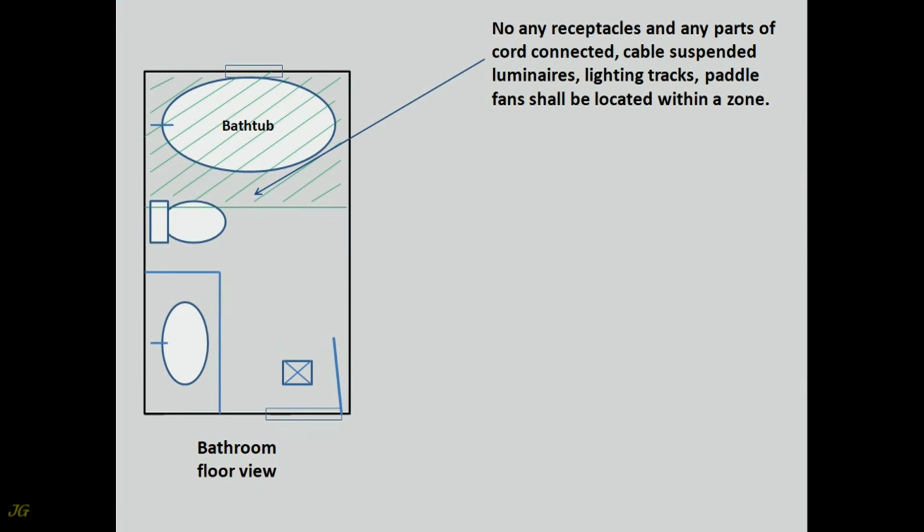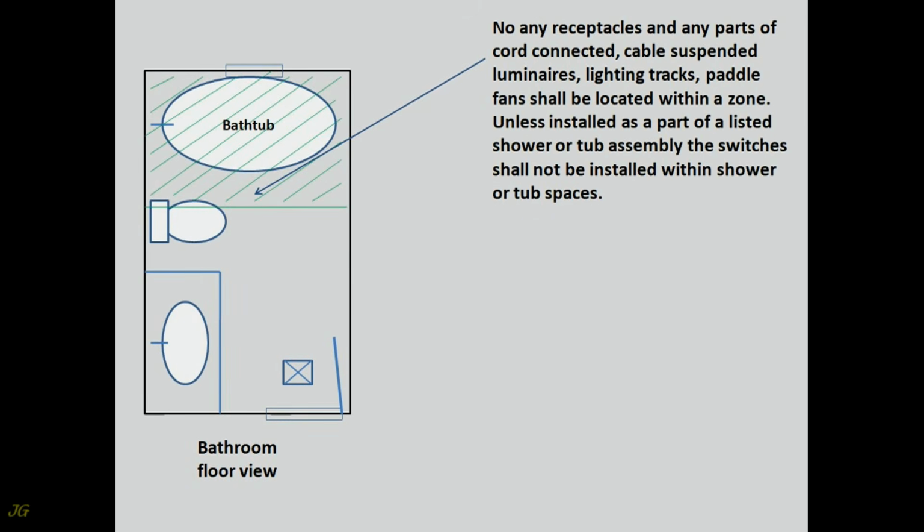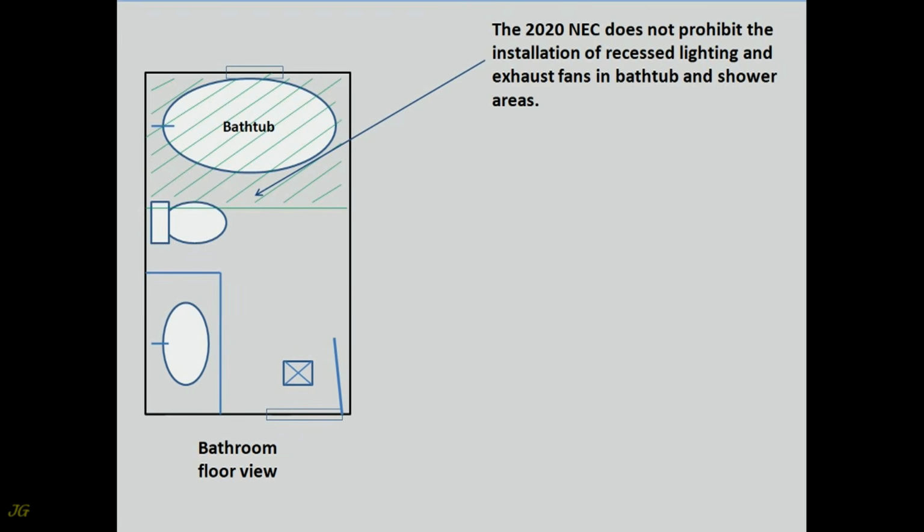No receptacles and no parts of cord-connected or cable-suspended luminaires, lighting tracks, or paddle fans shall be located within a zone. Unless installed as a part of a listed shower or tub assembly, the switches shall not be installed within shower or tub spaces. The 2020 NEC does not prohibit the installation of recessed lighting and exhaust fans in bathtub and shower areas.